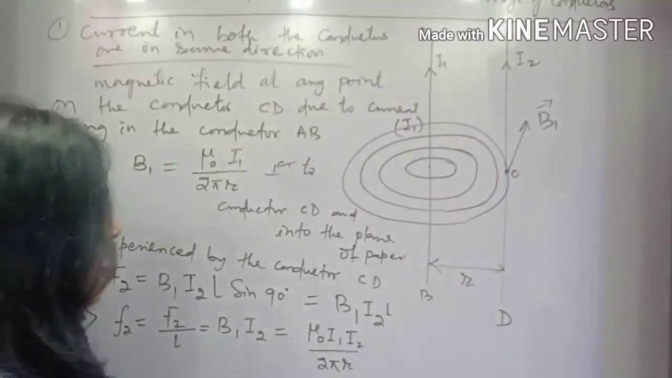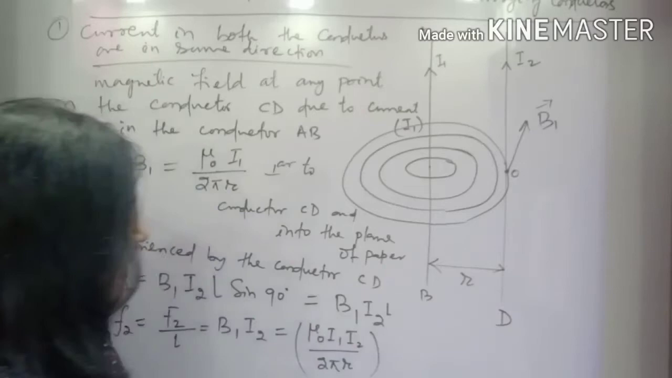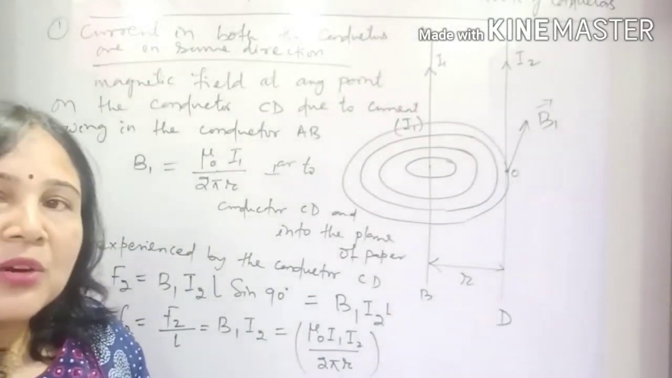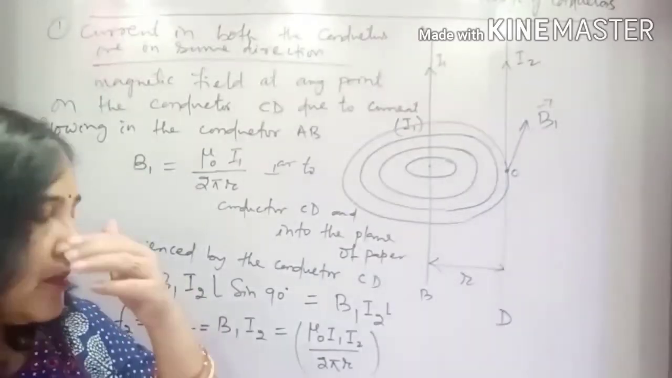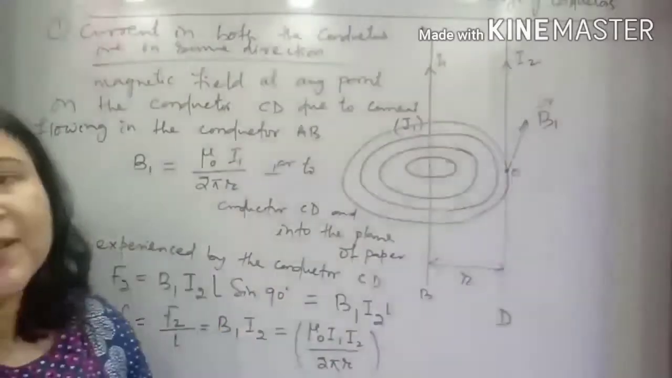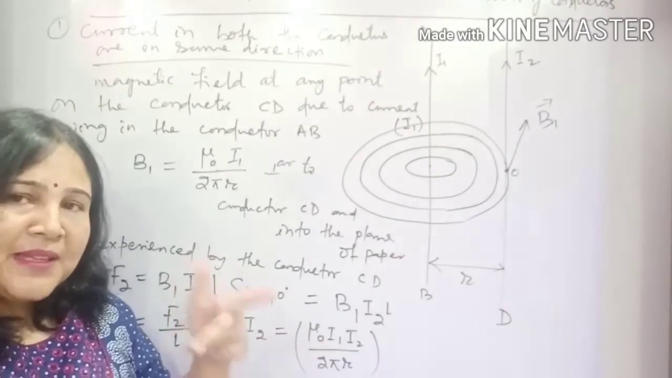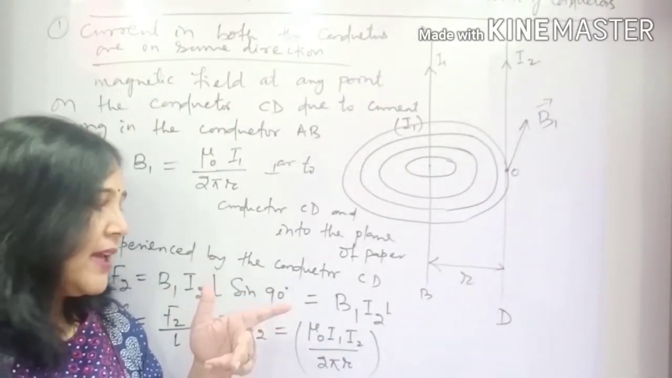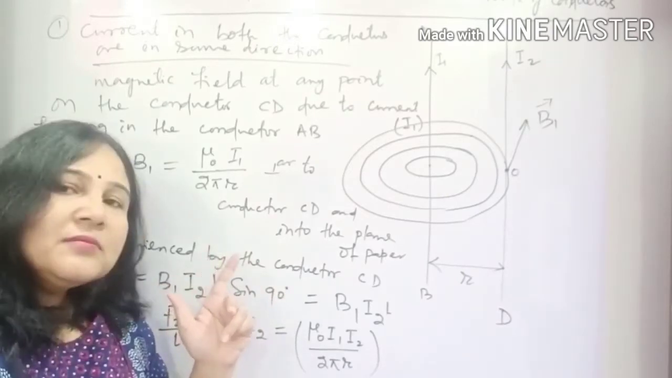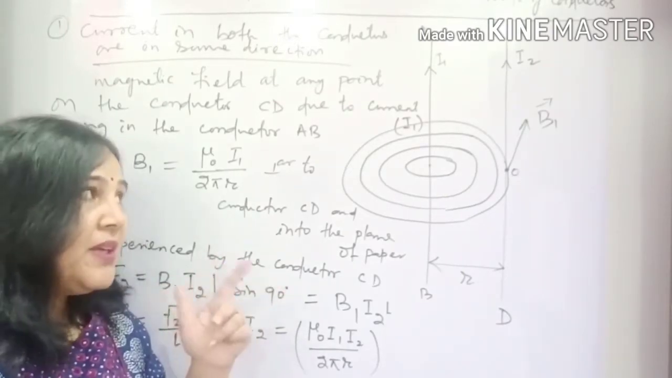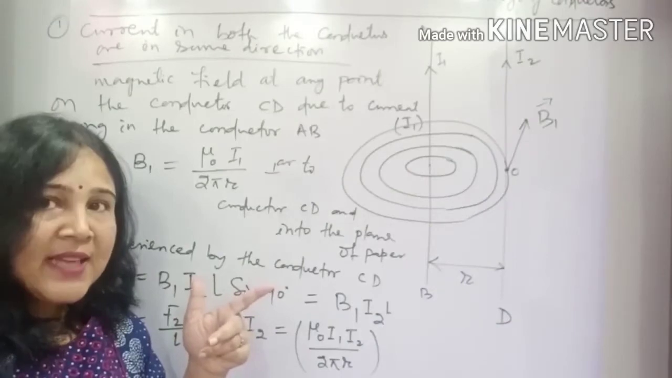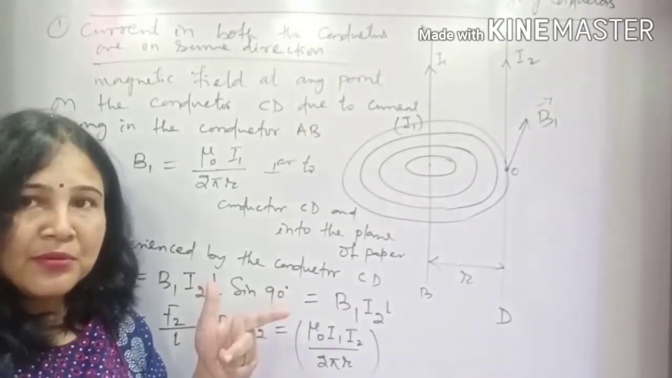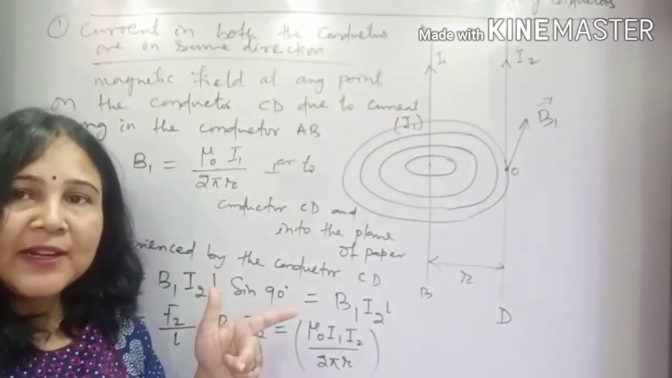Now this is mu naught I1 I2 by 2 pi R. So this is the magnitude part of this force. Now what is the direction of the force? How to find out? The magnitude of the force you have got, but to find the direction you need to apply Fleming's left hand rule. And when can you apply Fleming's left hand rule? If the angle between B and L is 90 degrees. In that case you can apply that left hand rule. So let's apply this left hand rule to find the direction.